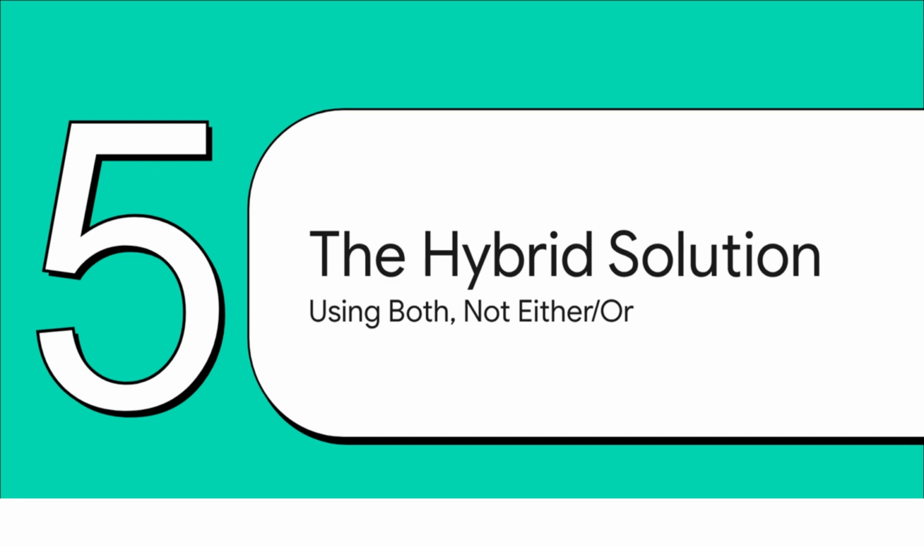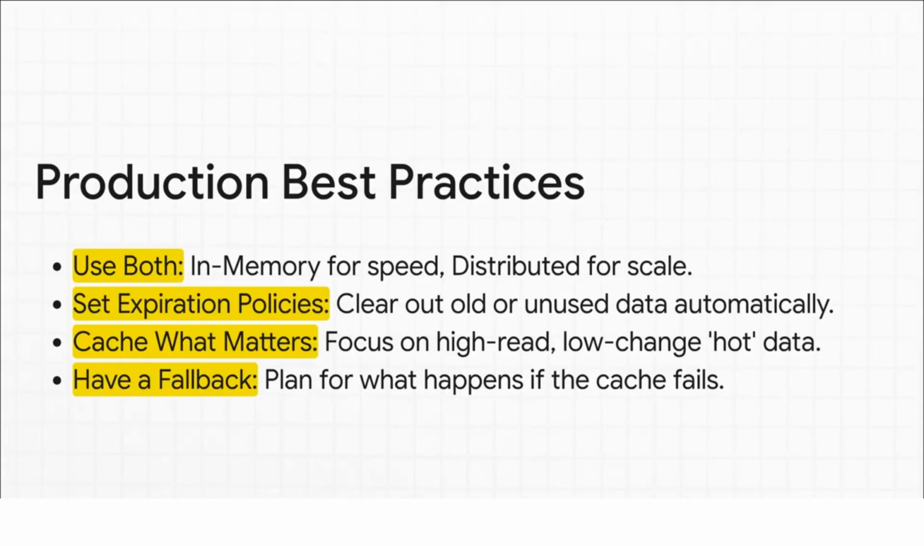By now, you've probably figured out where this is going. The answer to that big developer's dilemma, it's not either or. The real professional-grade solution is to think both and. You use both of them strategically. So, any serious real-world system is going to be a hybrid. It's about using both caches for what they're good at.